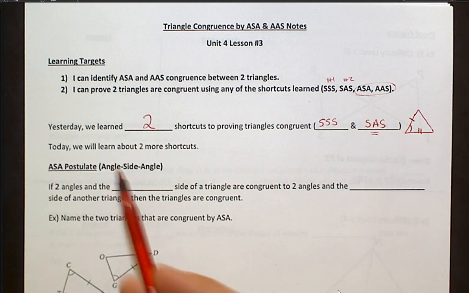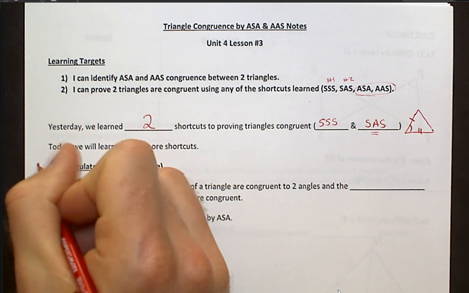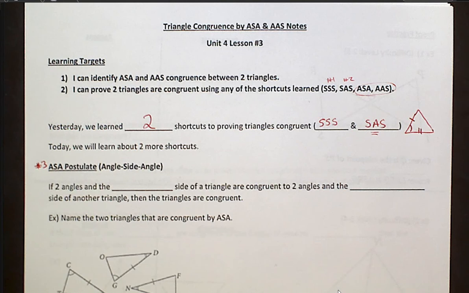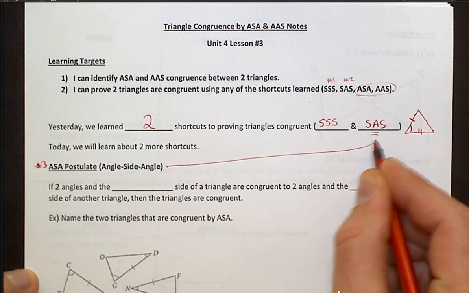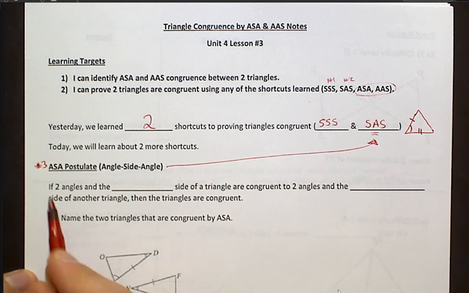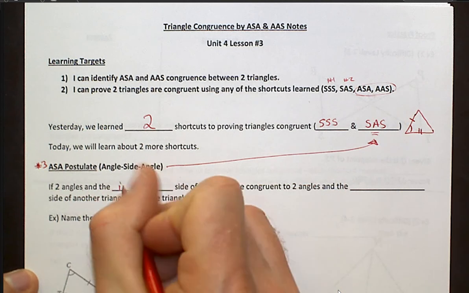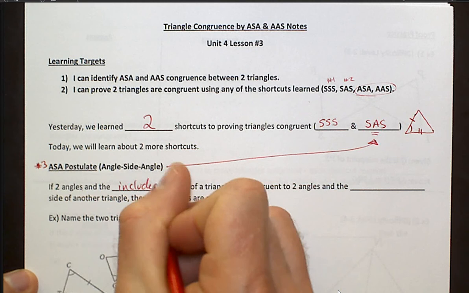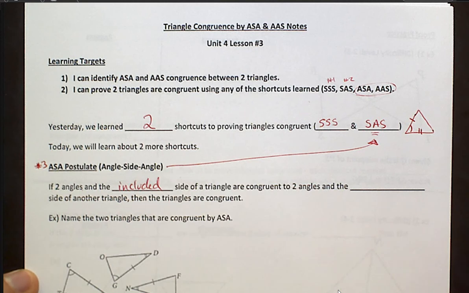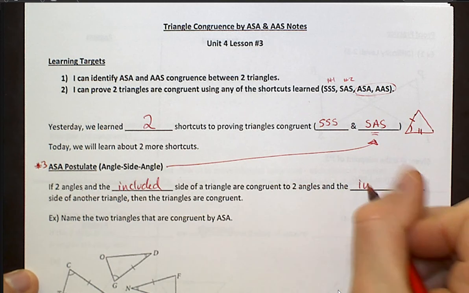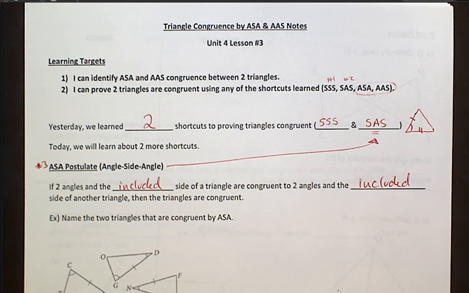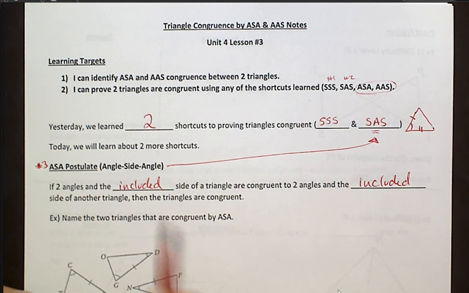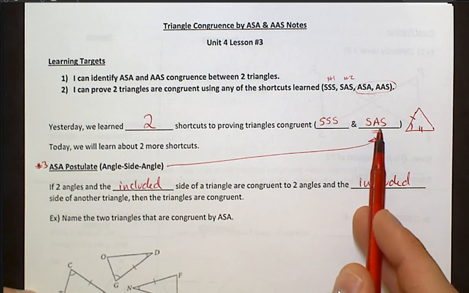First one, we'll call it number 3. Number 3 is angle, side, angle. Now, you can kind of remember angle, side, angle in the sense of side, angle, side, because if 2 angles and the included side of a triangle are congruent to 2 angles and the included side of another triangle, then the triangles are congruent. So the same rules apply to side, angle, side as they do for angle, side, angle.